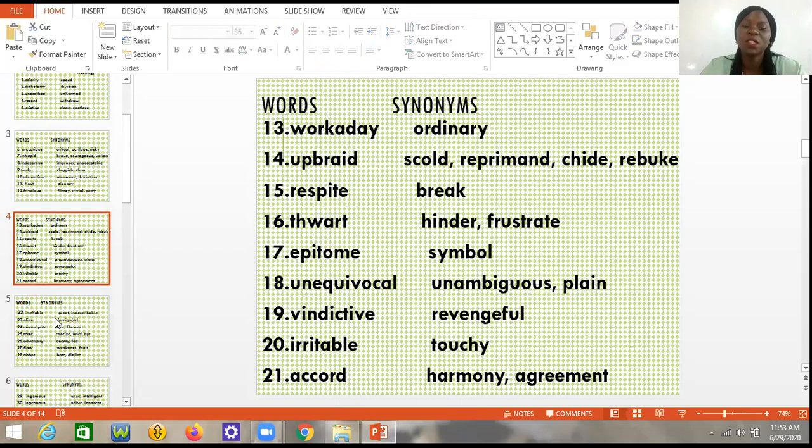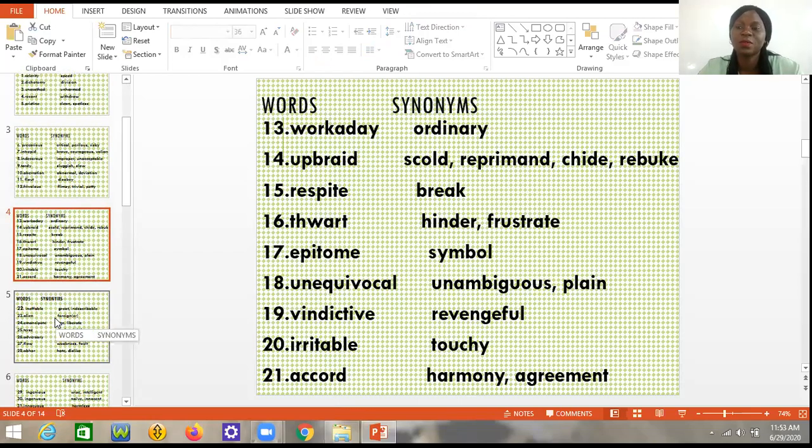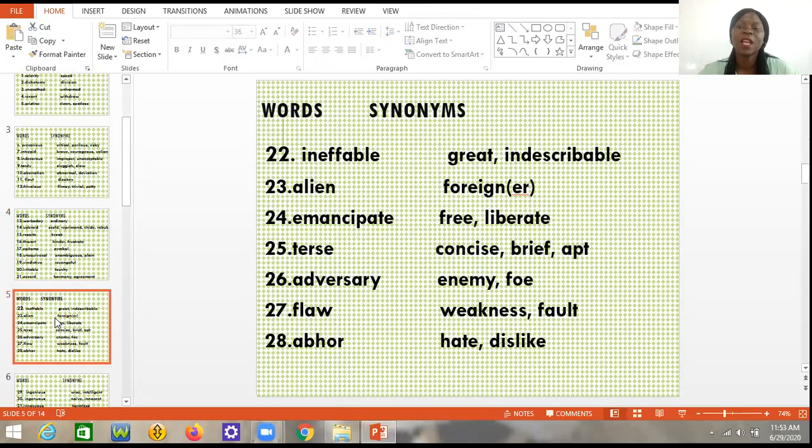You must write all these words down. After the class, you will give me examples with the words. Ineffable means great, indescribable. So our God is what? Ineffable. Another synonym for it is great, something that is mighty, something that you cannot describe, indescribable.